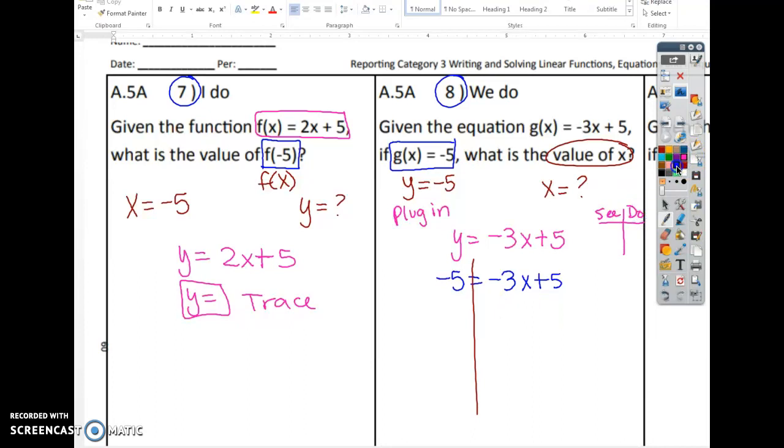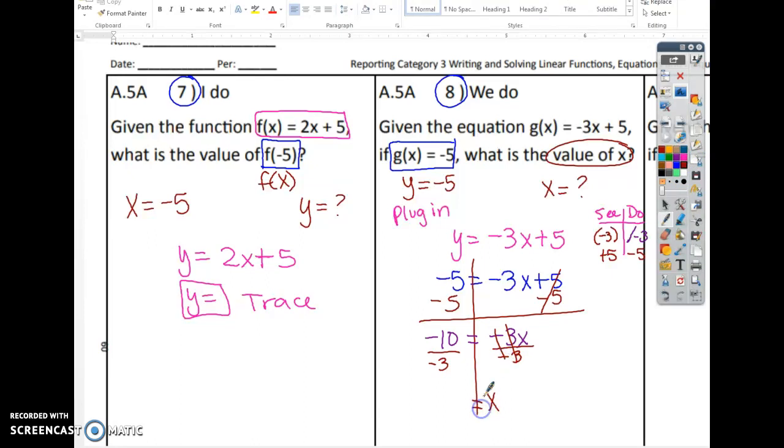See do. What do you see happening with the x? The x is being multiplied by -3, and they're adding 5. So we're going to subtract 5 first from both sides. -5 minus 5, put it in the calculator, see what it gives you. Gives you -10 equals, bring this down, -3x. The opposite of multiplication is division, so we're going to divide by -3. So divide both sides by -3.